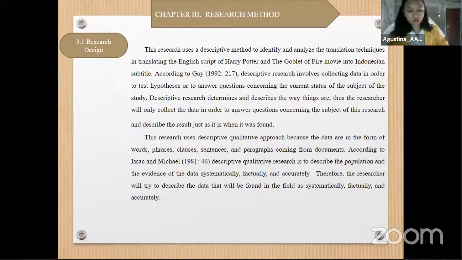Chapter three, research method. The first is research design. This research uses a descriptive method to identify and analyze the translation technique in translating the English script of Harry Potter and the Goblet of Fire movie into Indonesian subtitle. This research uses a descriptive qualitative approach because the data are in the form of words, phrases, clauses, sentences, and paragraphs coming from documents.